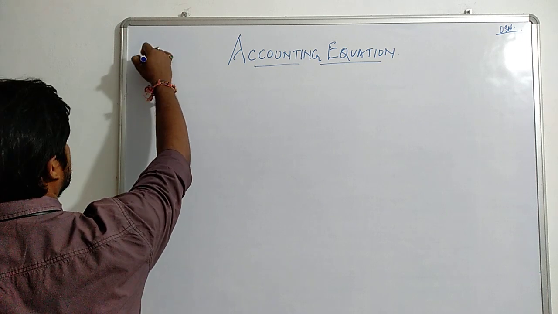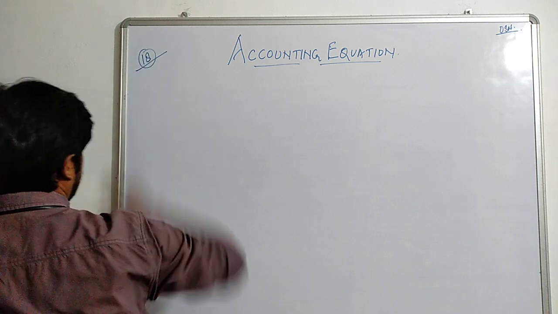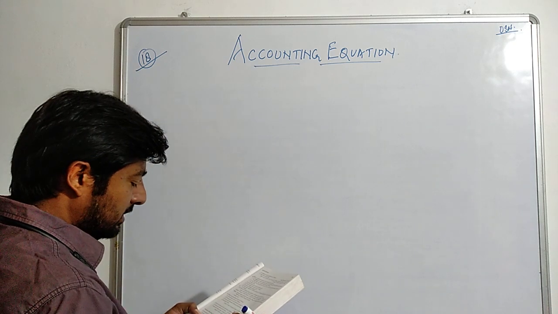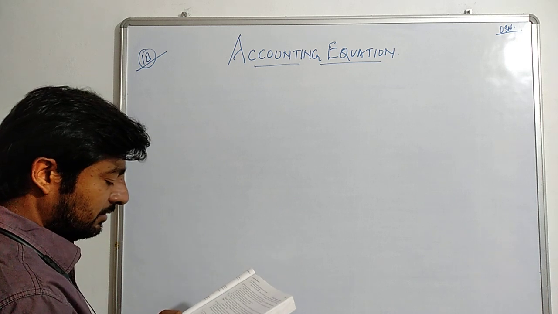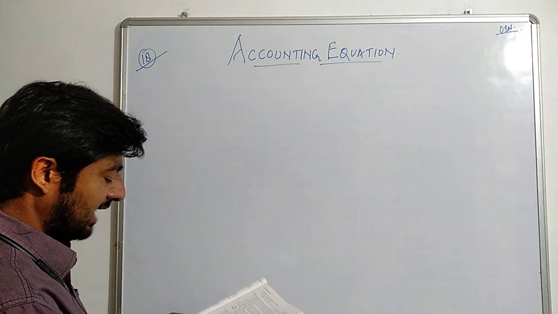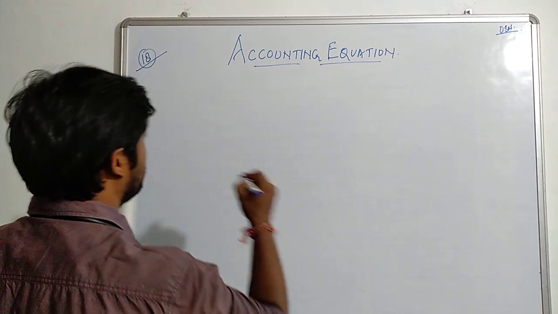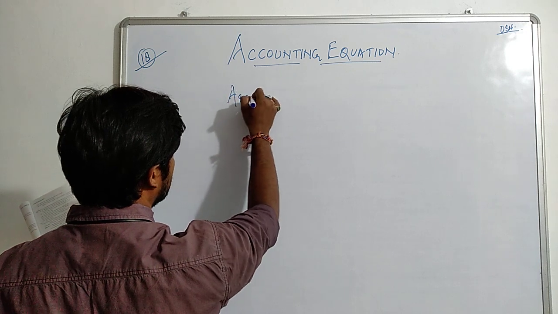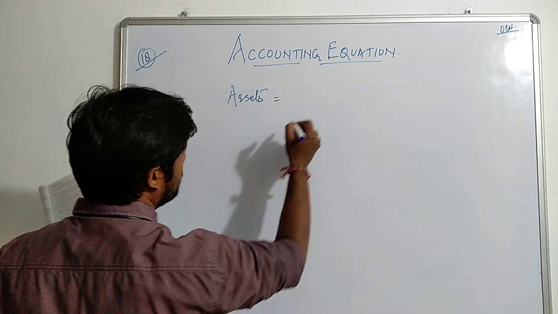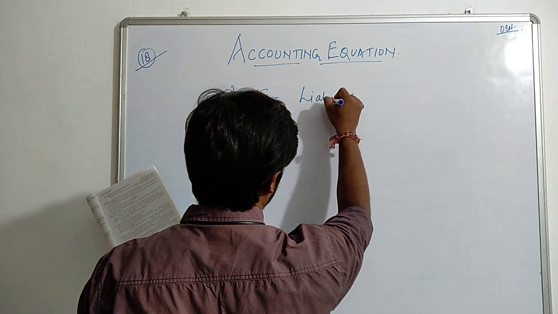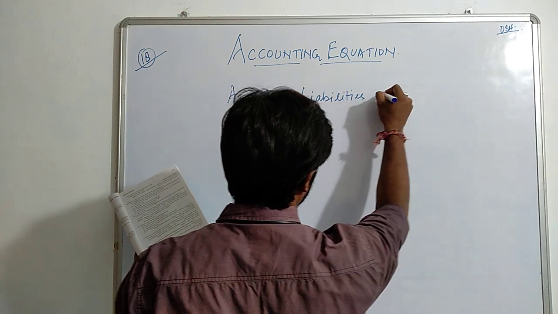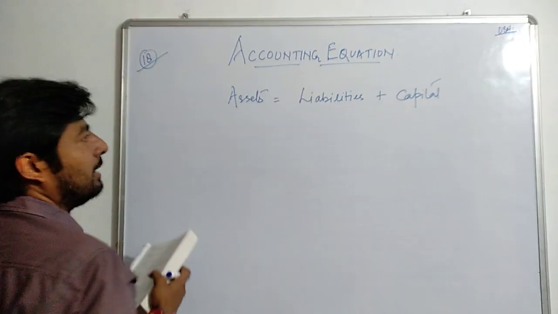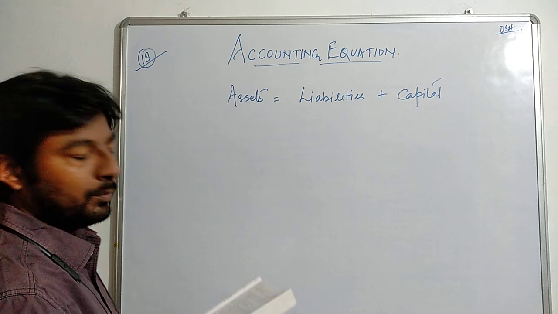Now see question number 18. What is the question? If the capital of a business is 3 lakhs, liabilities are 50,000, and loss is 70,000, calculate the total assets of the business. Firstly, we have to see what the equation is. Our equation is assets is equal to liabilities plus capital, right? Liabilities plus capital. This is our equation.